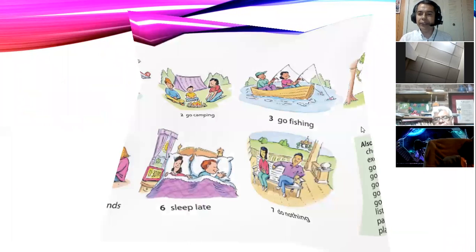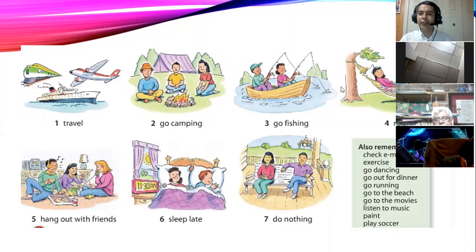And also we have other activities here. Oops, sorry. Okay. Listen and repeat, please. Check email. Exercise. Go dancing. Go out for dinner. Go running. Go to the beach. Desde ahora se puede, pero no se lo recomiendo, ¿eh? Go to the beach. Now, go to the movies. Listen to music. Paint. Play soccer.